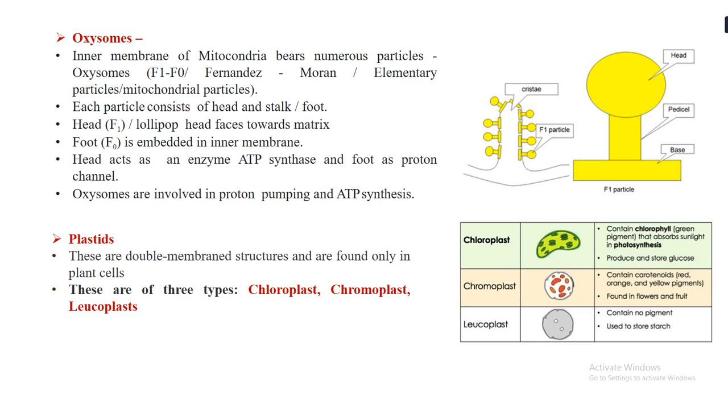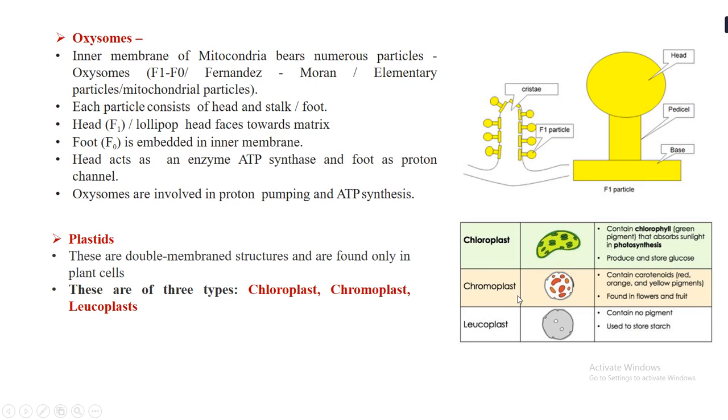Okay, so what are chloroplasts? Chloroplasts are the structures which contain chlorophyll. What is chlorophyll? Chlorophylls are the green pigments present in plants, and these pigments are responsible for the absorption of sunlight, which is required for the process of photosynthesis. Other than this, they produce and store glucose as stored food. It is a food storage organ, you can say.